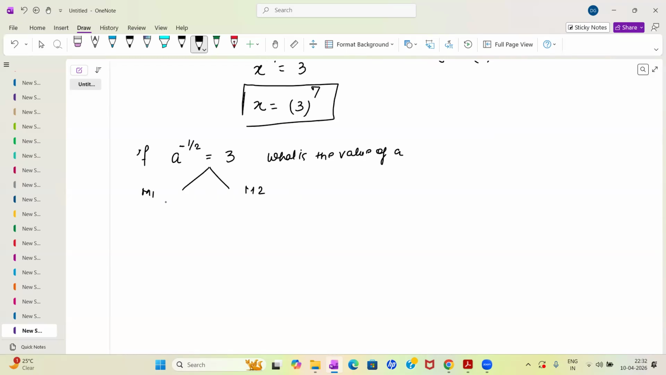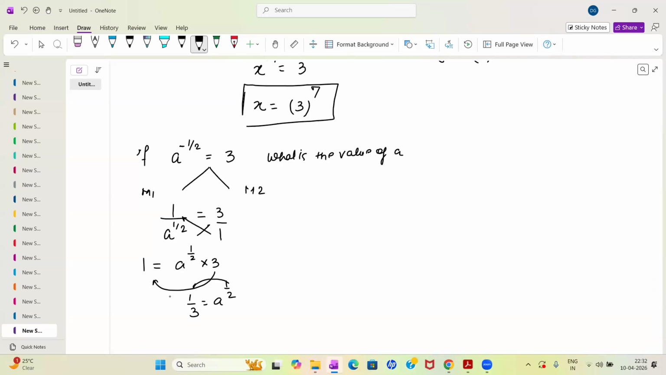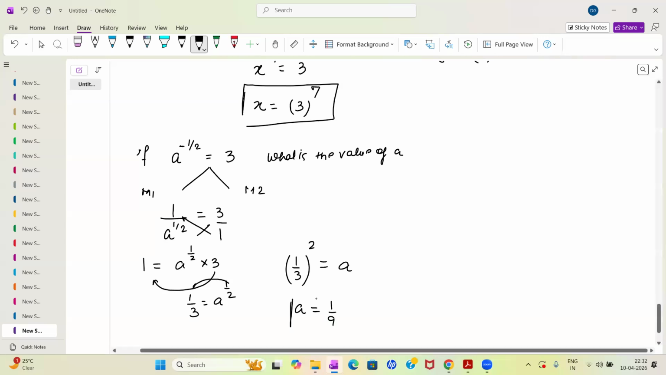In method number 1, we can write a to the power minus 1 by 2 as 1 upon a to the power 1 by 2, and this is 3. Now cross multiply this: 1 into 1 is 1, and a to the power 1 by 2 is into 3. This 3 will go to this side, so it is 1 by 3 is equal to a to the power 1 by 2. As I told you just now, if the power goes to the other side, it will be the reciprocal. So 1 by 3 to the whole power, the reciprocal of 1 by 2 is 2, and this is a. So the answer is a is equal to 1 by 9.